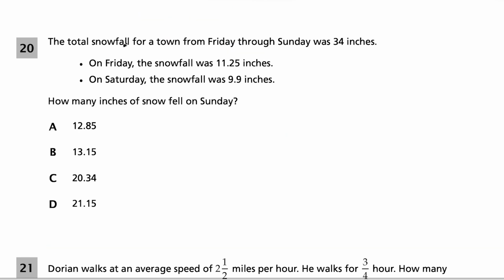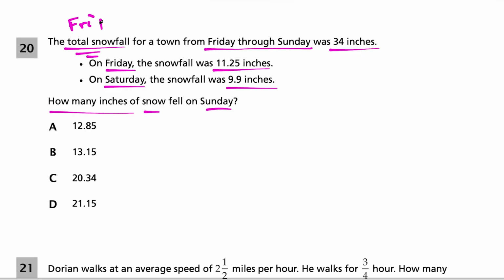Question 20, the total snowfall for a town from Friday through Sunday was 34 inches. Okay, so this was the total snowfall. And then we have on Friday, the snowfall was 11.25 inches. On Saturday, the snowfall was 9.9 inches. And we want to know how many inches of snow fell on Sunday. So for this one here, we just have to think about this. The total amount of snowfall, we would have to do Friday plus Saturday plus Sunday. And this would give us the total. Okay, so this is the idea of what's happening.